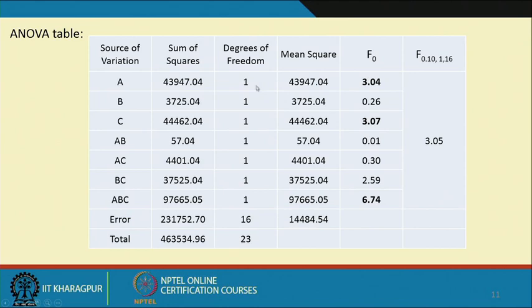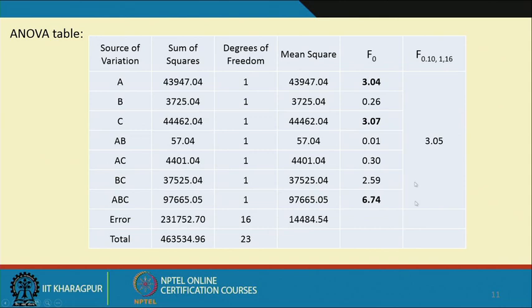Then find out mean square. So, here in fact for the model parameters, sum square and mean square will become same because there is only 1 degree of freedom, but error mean square will be reduced because there are substantial degrees of freedom available for error. And then find out the F0. F0 is nothing but mean square of that source or the effect divided by the mean square error. For example, F0 for A is 43947 divided by this value, which will give you 3.04. In the same manner you see.